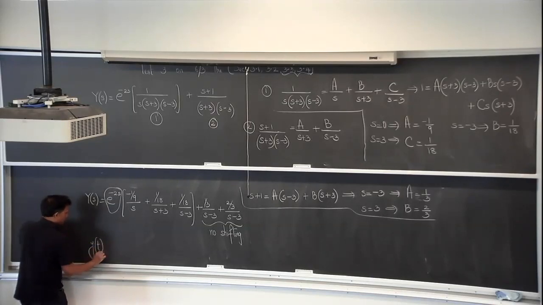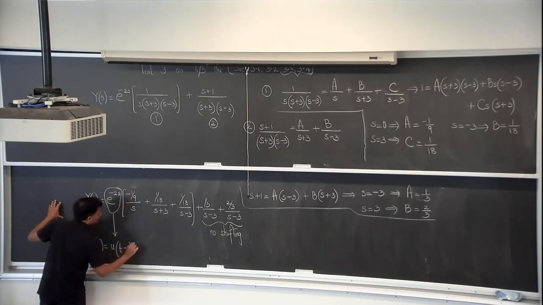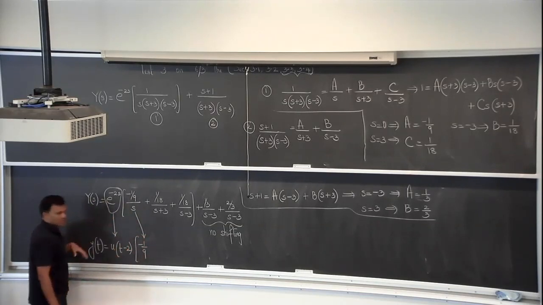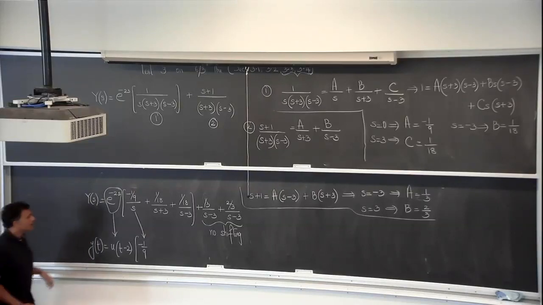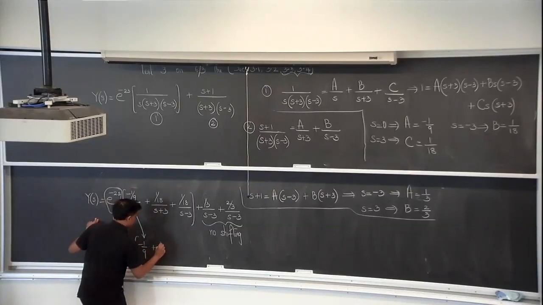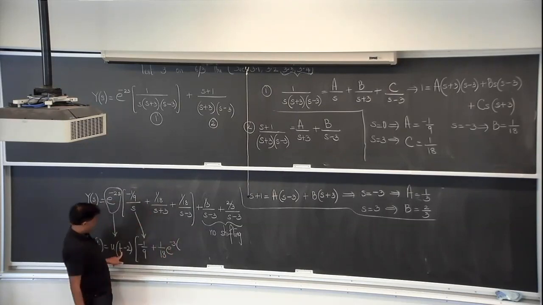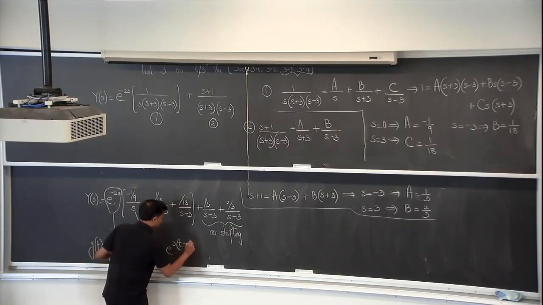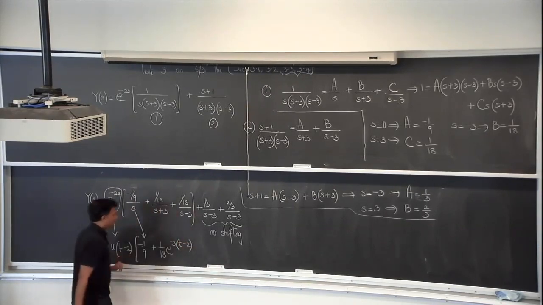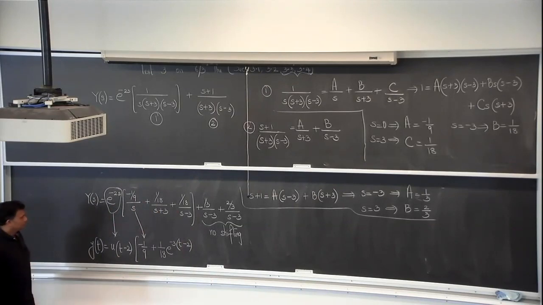So y of t, e becomes u. That's going to be -1/9. That's a constant, nothing to shift there. Plus 1/18 e to the power of -3 times the same (t minus 2). What will be the next term? Can somebody tell me?